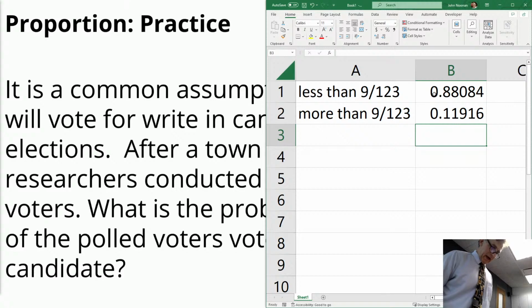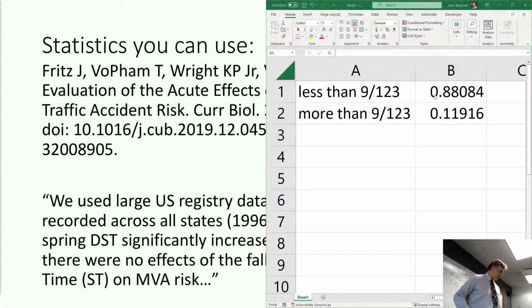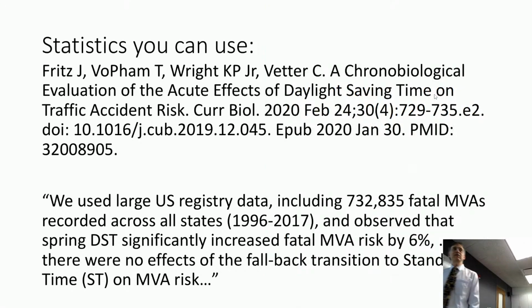Okay. It's time for statistics you can use. So, this week, we had to endure this time change, didn't we? And there is mounting data that demonstrates that time change kills people. Literally kills people. For example, a group of researchers back in 2020 did a study on a large U.S. registry, including 732,000 fatal motor vehicle accidents, and found that the fatal motor vehicle accident risk is increased by 6% the week after we spring forward. Tragic, isn't it?